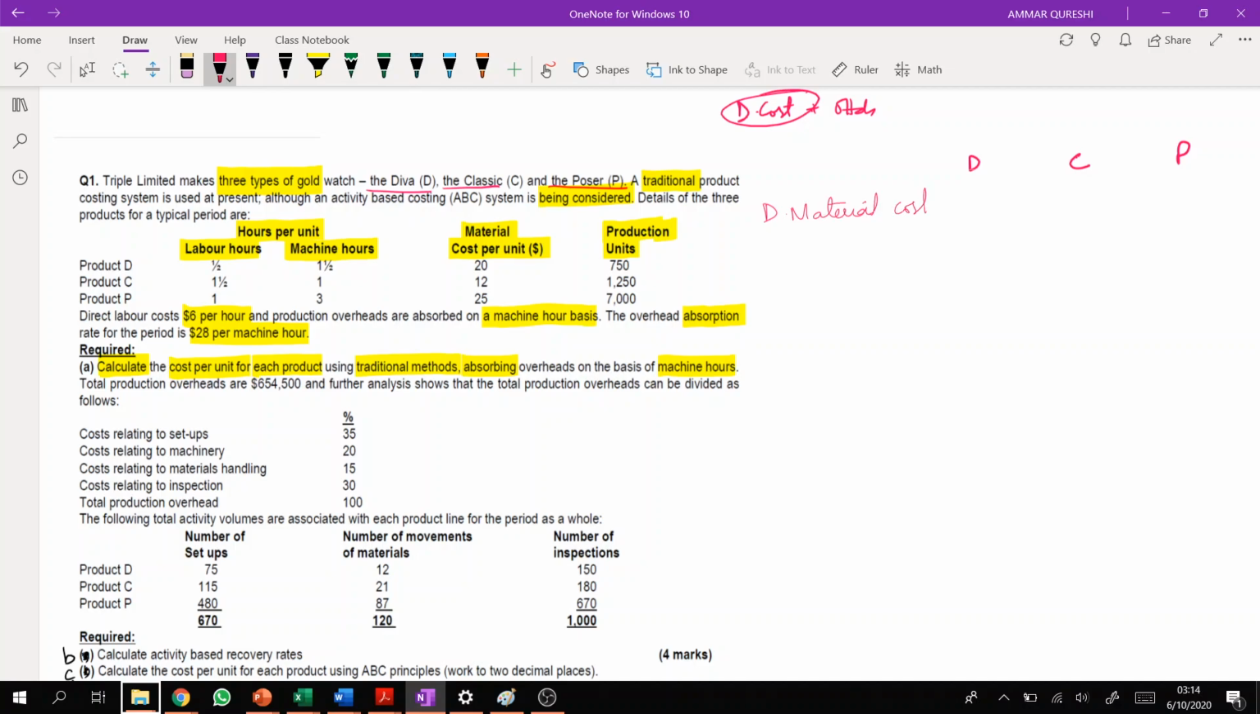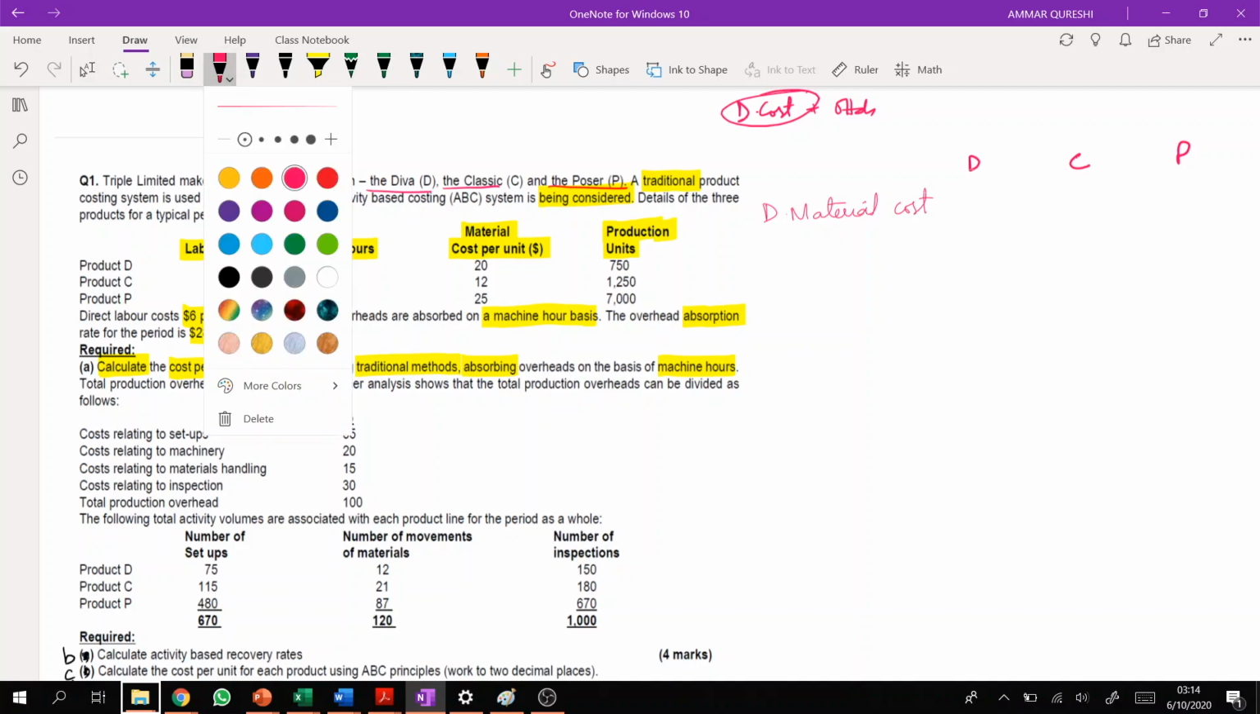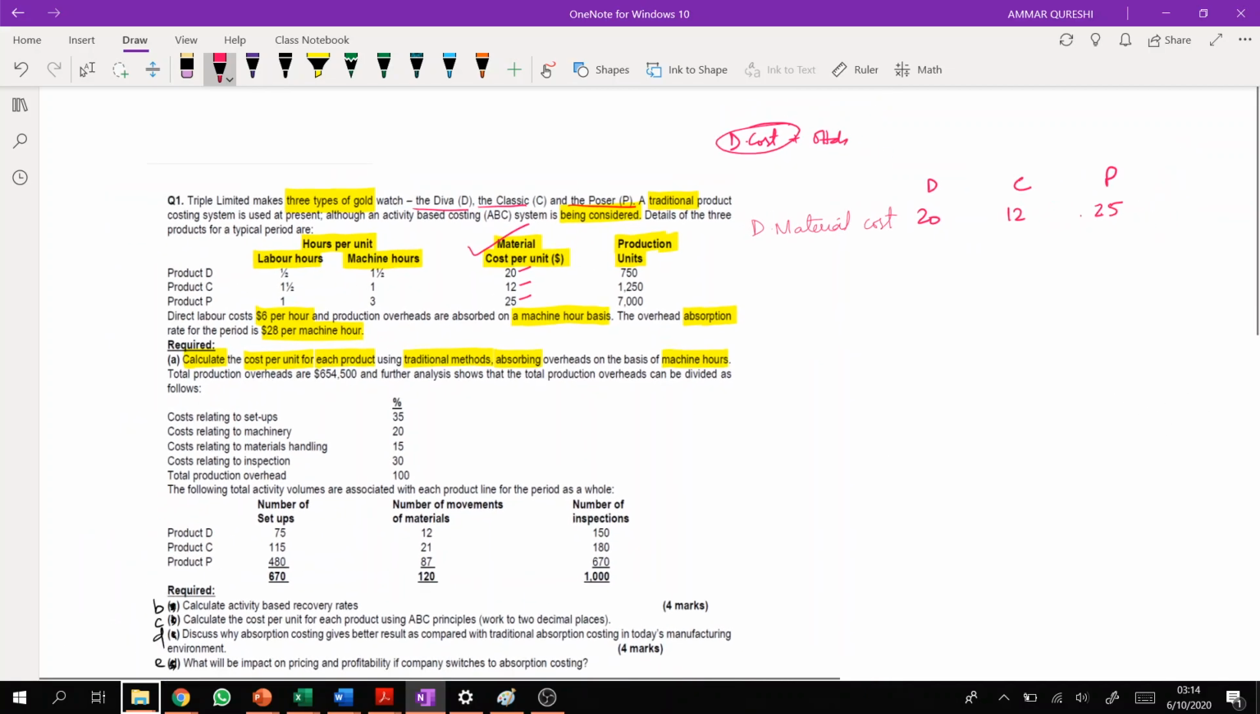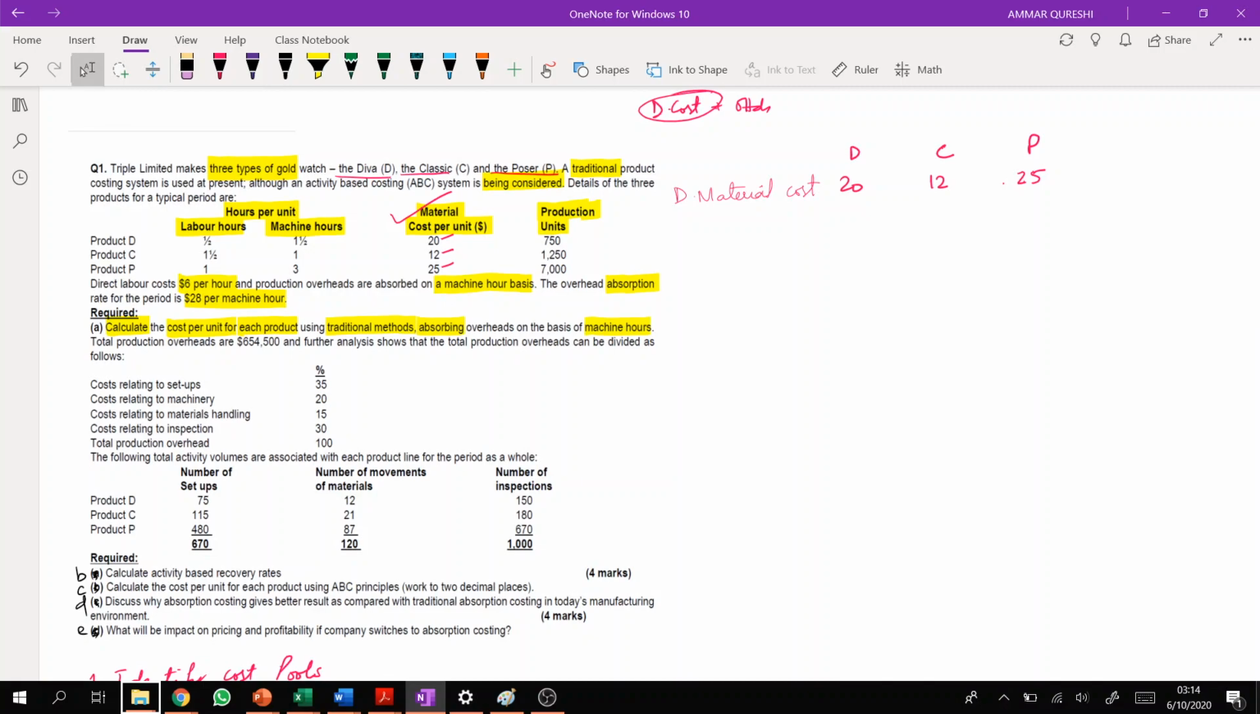You may pause this video and try to calculate these costs on your own, and then you may continue with me. Okay, so direct material cost is given here: $20 for D, $12 for C, and $25 for product P, right? Then what's next? After direct material, we have to add direct labor cost.